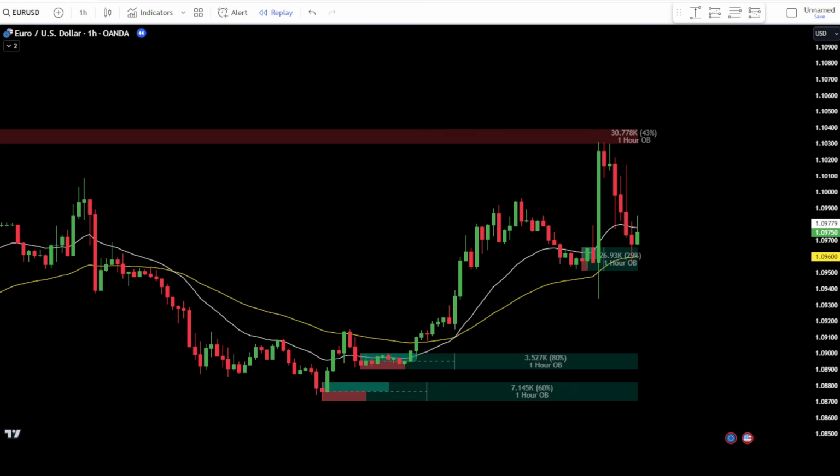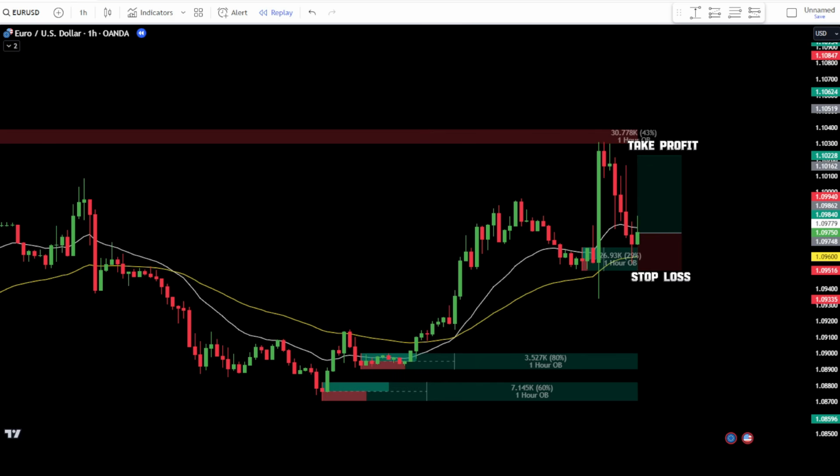formed. 5. If all conditions are met, you can place a buy order after the completion of the bullish engulfing candlestick. 6. Set the stop loss at the lower line of the volumetric order block. 7. Use a target take profit based on a risk and reward ratio of 1 to 2.